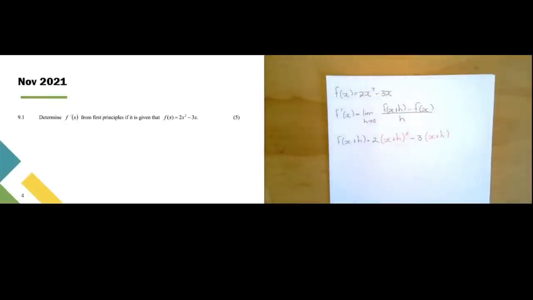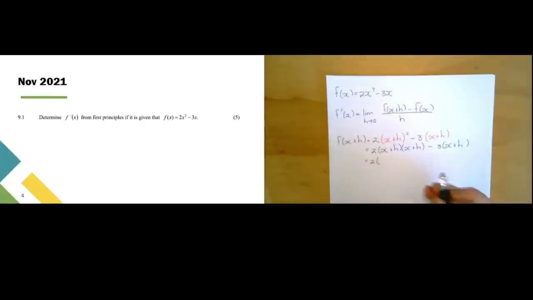And let's go and multiply that out. Grade 12s, please remember (x plus h) squared means you've got the bracket twice. If you are proficient at multiplying out the bracket without writing it out twice, you're welcome to do it. If you are scared you're going to make a mistake, rather write the bracket out twice.